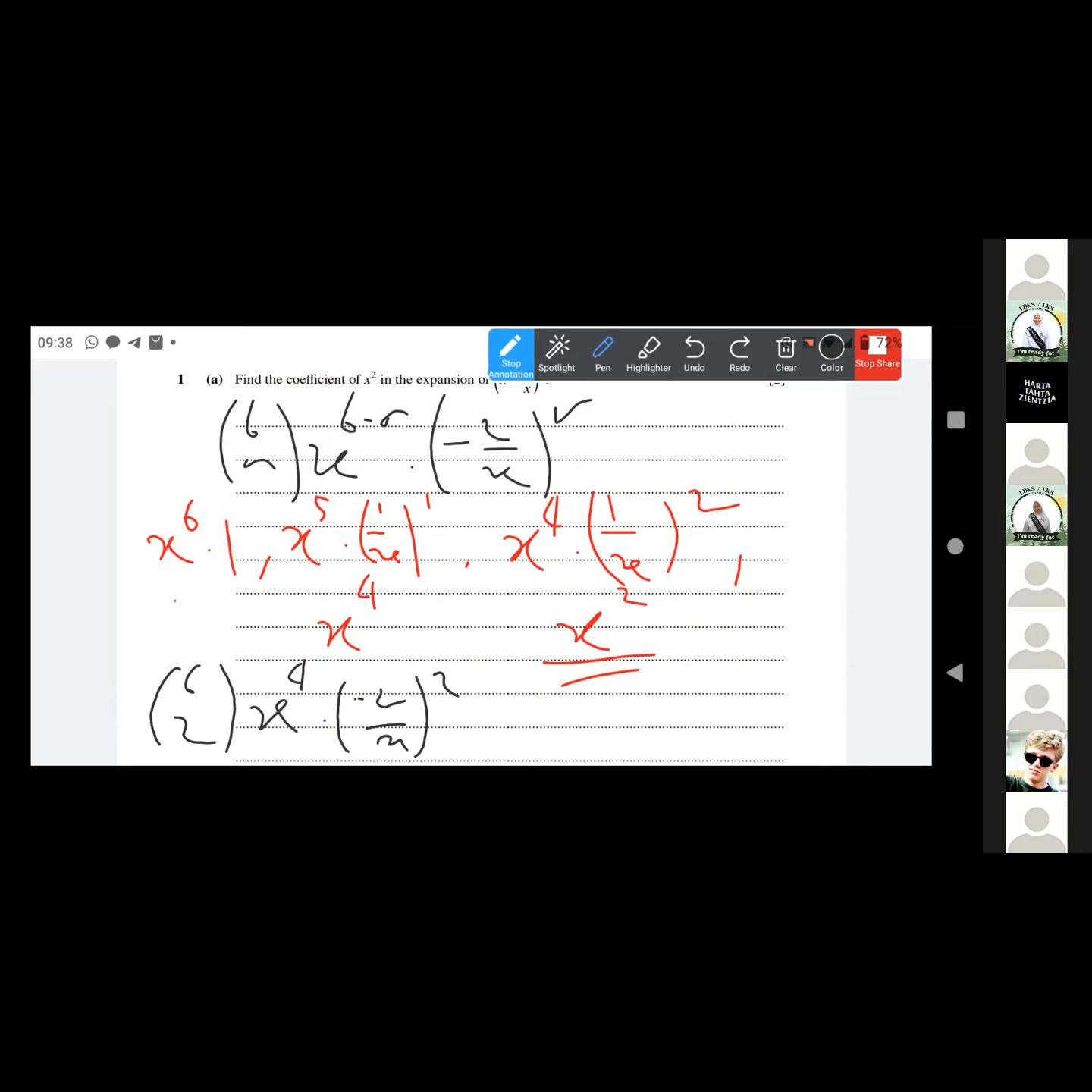Ini silahkan dihitung lagi sendiri. Nanti dapat jawabannya itu adalah 15 gitu ya. So this is 15 times x to the 4 times 4 over x squared. So you will get 60 x squared. Yeah, and so the coefficient of x squared is 60.